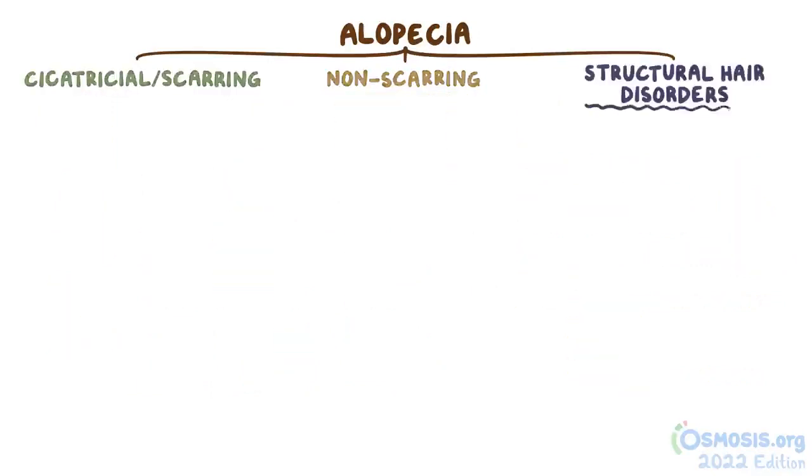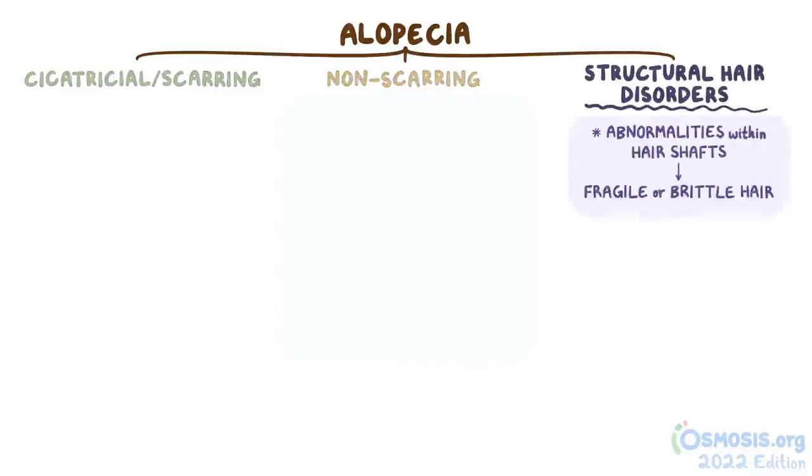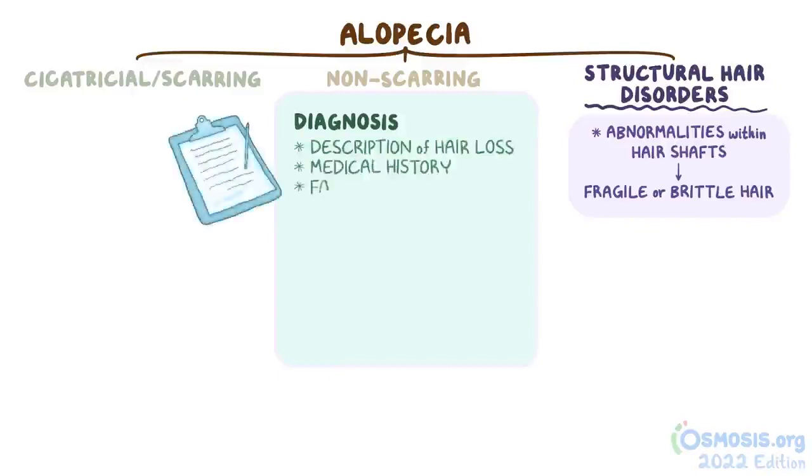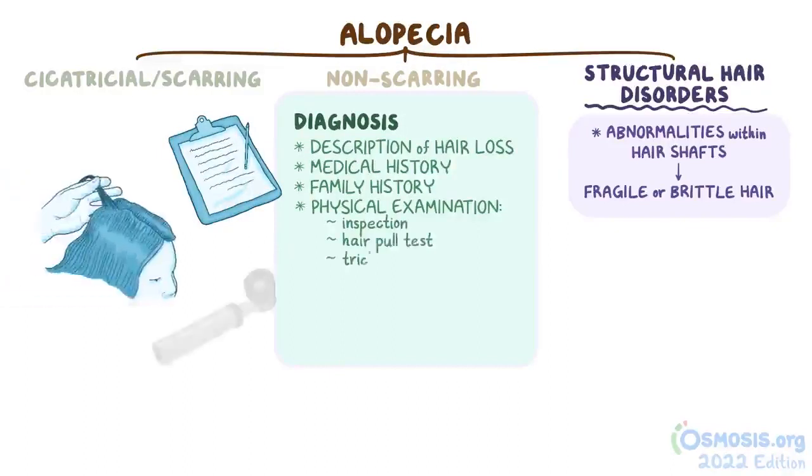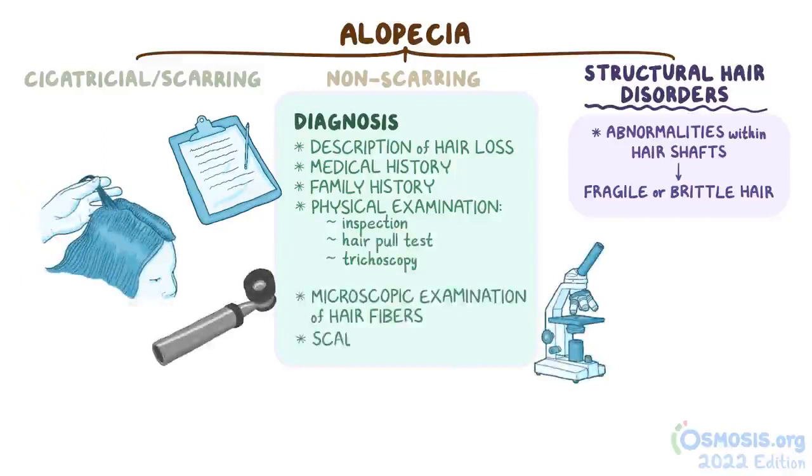Finally, structural hair disorders are characterized by abnormalities within the hair shafts that result in fragile or brittle hair. For diagnosis of what's causing alopecia, assessment begins with obtaining a description of hair loss, as well as a medical history and a family history. Physical examination can involve inspection, a hair pull test, or trichoscopy. If diagnosis is uncertain, individuals can get a microscopic examination of cut or plucked hair fibers and scalp biopsies.